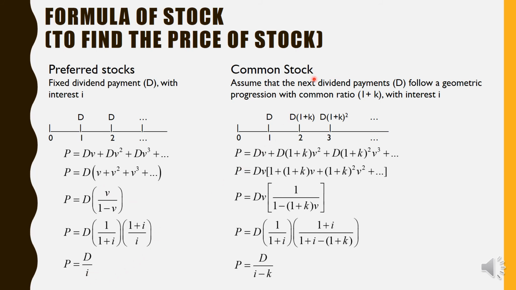And for common stock, we know that the dividend changes from time to time. So we assume that the next dividend payment D follows a geometric progression with common ratio 1 plus K, with the interest I. So similarly, we can find the price of the stock using the present value of all of these values. And then eventually, after some simplification, we'll get P equals D over I minus K.